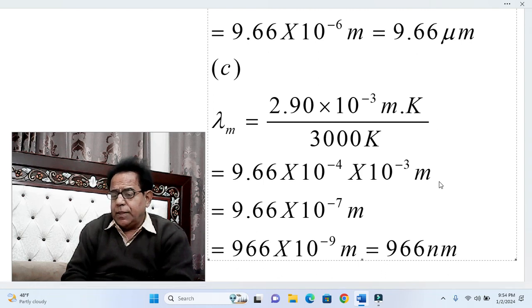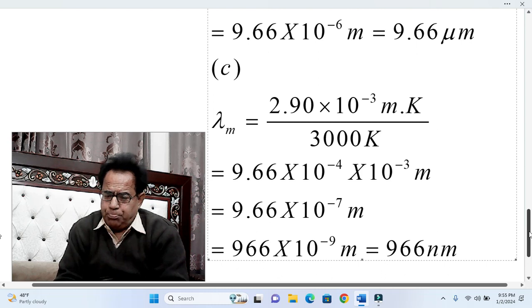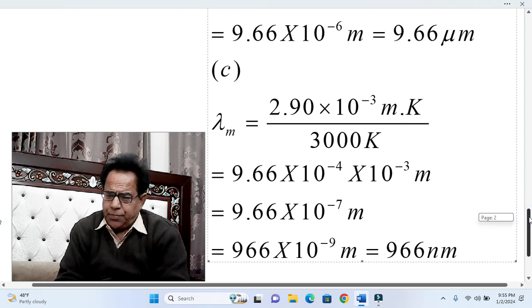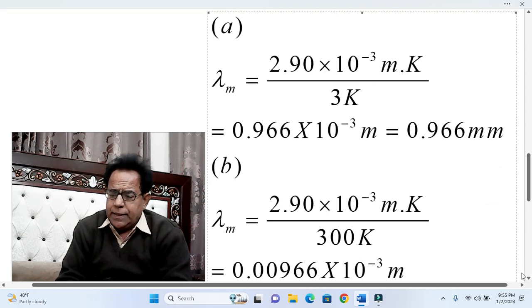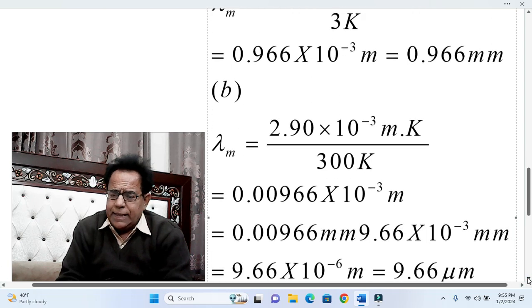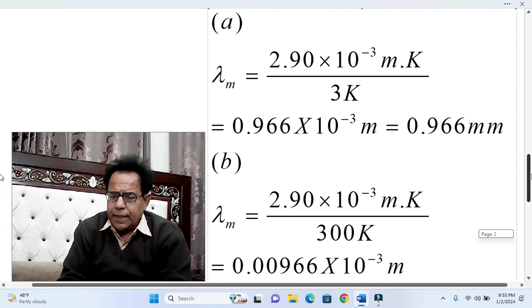What we have done, dear students, actually, we move to part A. Here in part A it was 0.966, and in place of 0.966 we have written 9.66. That is to say, we have shifted one step ahead, due to which in part A there was simply 3, while here it is 3000.